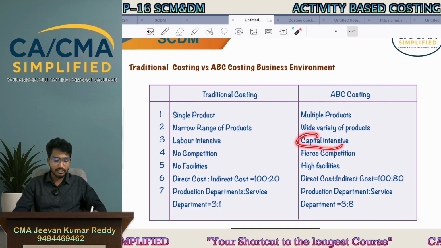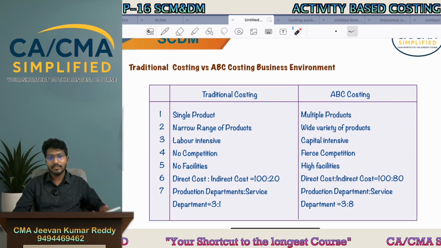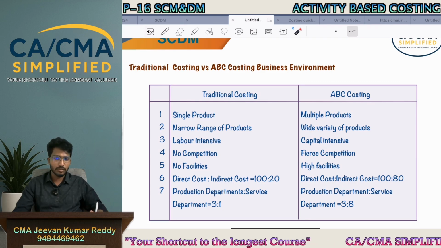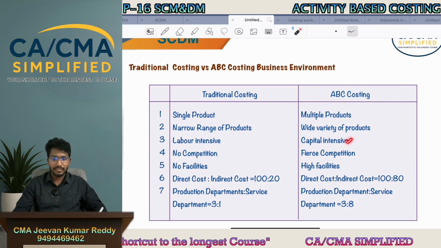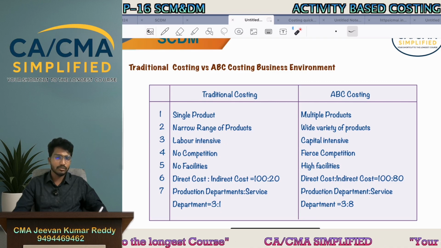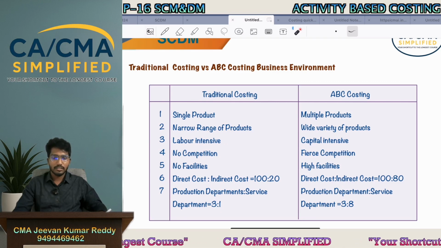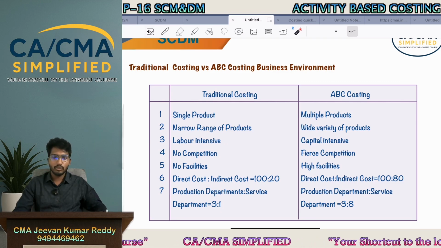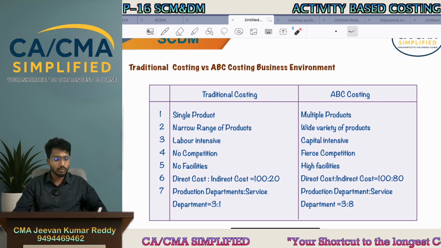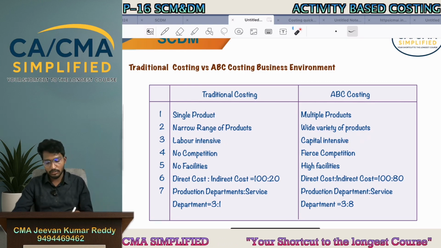Capital intensive. Whenever the business is producing the products using assets, machineries, and other technologies, the overheads we incur are for many purposes. So we use activity based costing.